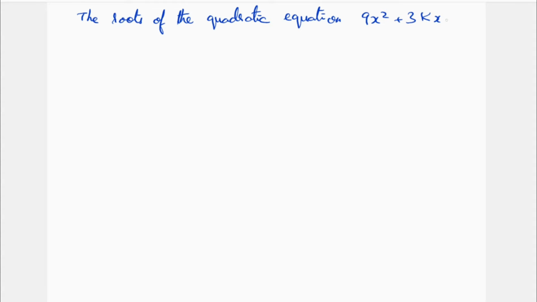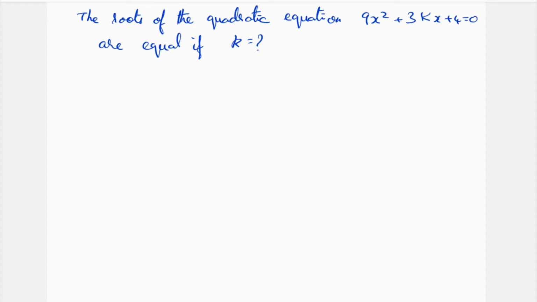Now, the first question that we have is: the roots of the quadratic equation 9x square plus 3kx plus 4 equal to 0 are equal if k equal to dash. Okay, this is the question that we have. The roots of this quadratic equation are equal if k equal to dash.